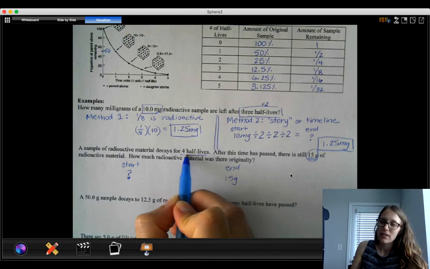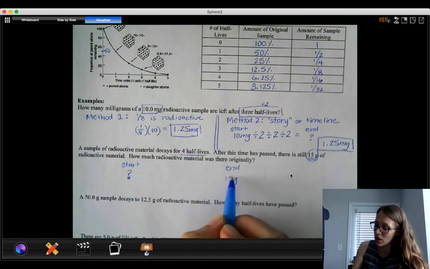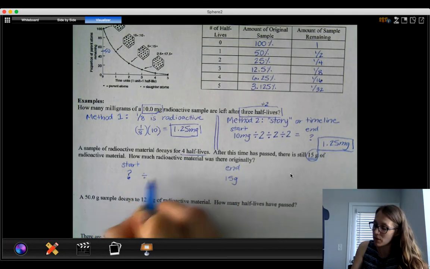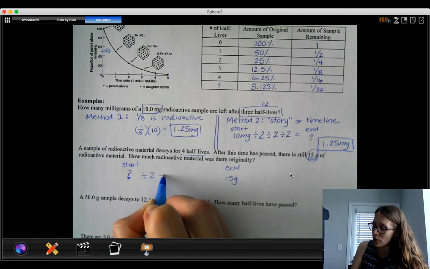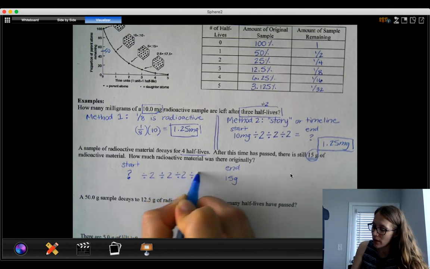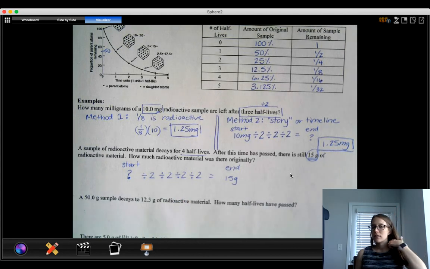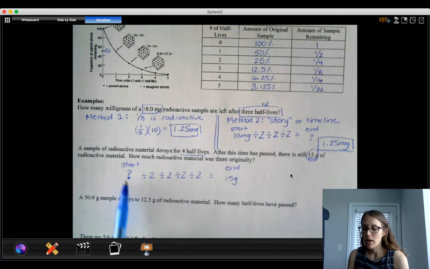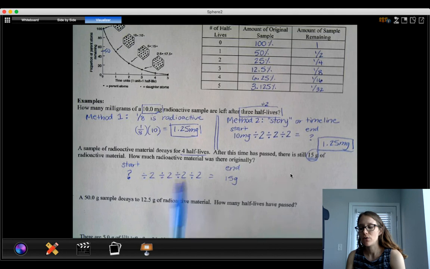And I know that this went through 4 half-lives. So that means that to get from the start to the end, I had to go through 4 half-lives. So I'm just going to write that out. And so when I look at this, I'm trying to figure out what number, when divided by 2, divided by 2, divided by 2, divided by 2, would get me 15.